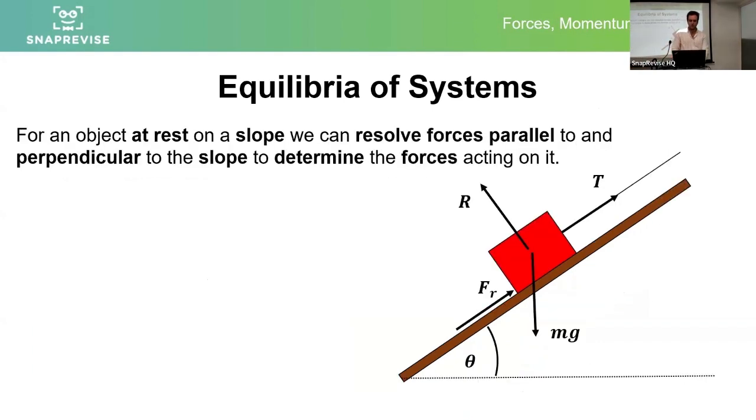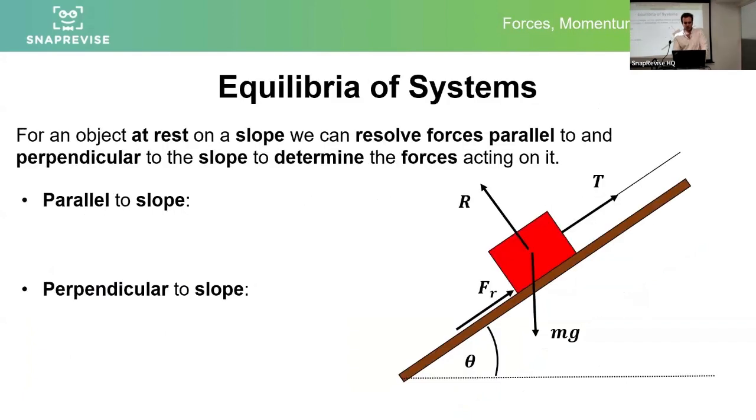Hopefully that's not too confusing. For an object at rest on a slope, we can resolve forces parallel and perpendicular to the slope and determine the forces acting on it. I can see now, having turned the page over in my notes, that maybe I've spoiled a little bit of the surprise of this slide. Parallel to the slope, just as I said before, T. In this case, they've got the friction acting the other way, which implies that this block is actually being lowered down the slope, and so the friction's acting to oppose its motion. That's a nice twist.